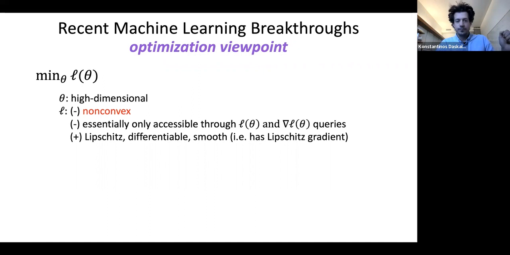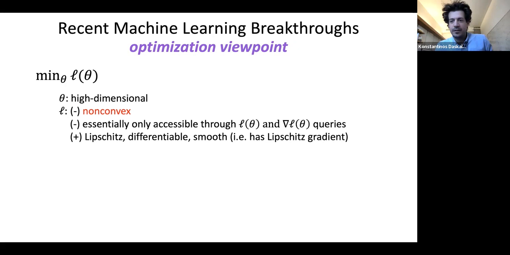Okay, so the function you're optimizing is non-convex. And also you have very primitive access to that objective. You have first order access, you can maybe query the gradient of the function, but higher order queries are more expensive. And sometimes at least a gradient exists and your function is Lipschitz and smooth almost everywhere. Okay, so these are some features that are pertinent to the deep network training problem.